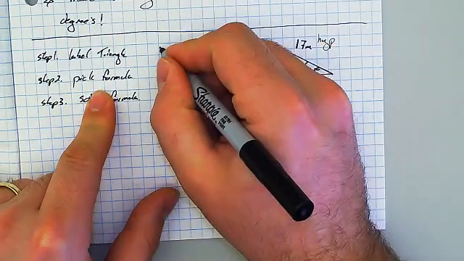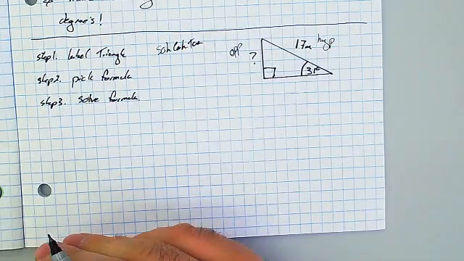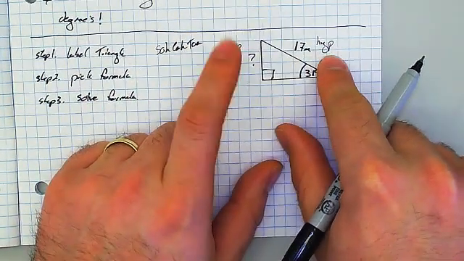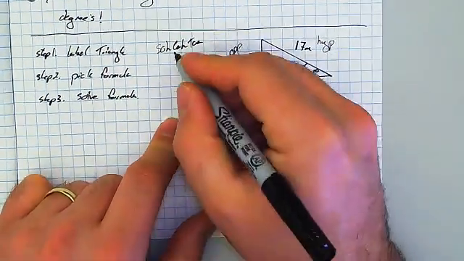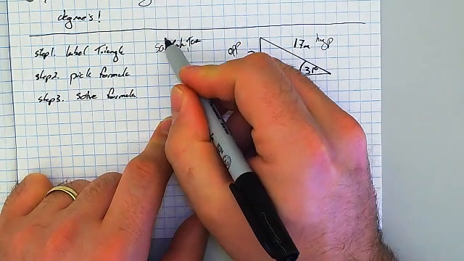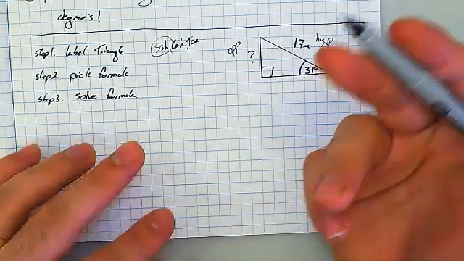We're then going to pick our formula. Based off of SOHCAHTOA, we want to think about what we know or what we have. We have a hypotenuse. We're trying to find the opposite. So we look at our three trig functions and which one of them deals with opposite and hypotenuse. So we've picked the right formula: sine.